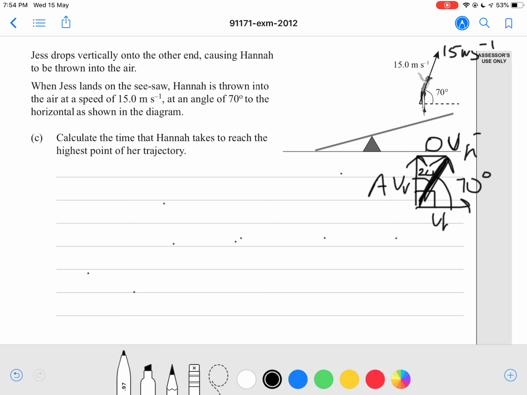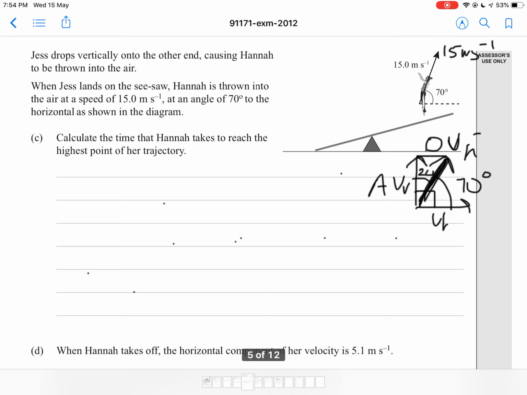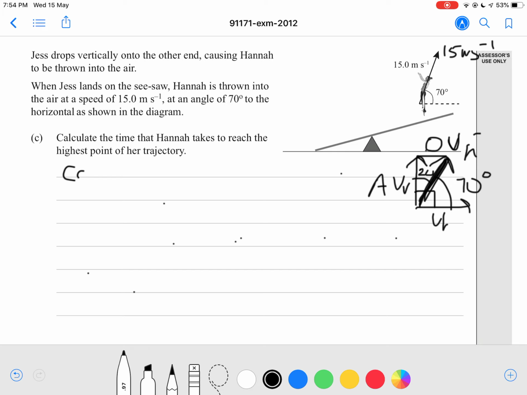So which of SOH CAH TOA uses adjacent and hypotenuse? Yeah, CAH uses both adjacent and hypotenuse. So we're going to use the cos rule to find the vertical velocity, okay? Alright, so then you have cosine 20 equals A divided by h, but you know that h is 15 meters per second as given to you by the question, so you can just simply say A divided by 15.